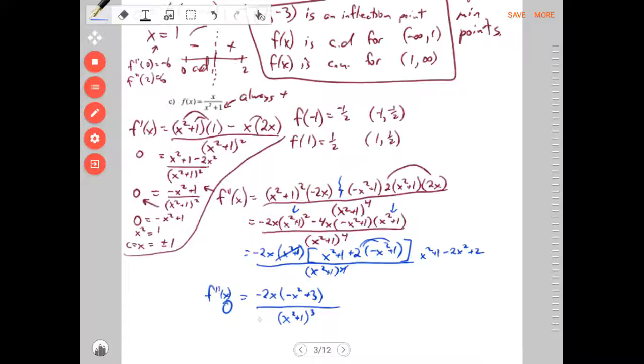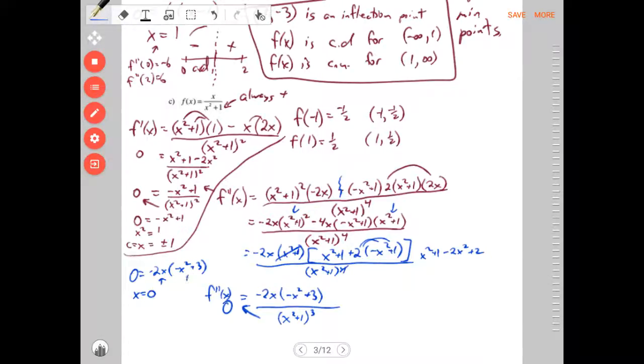Okay, so we make that equal 0. Remember, that guy multiplies up. He is just 0, so the zeros just come from the top. So right over here, 0 equals negative 2x times negative x squared plus 3. That looks good. This guy here, having an x all by itself, means x equals 0.